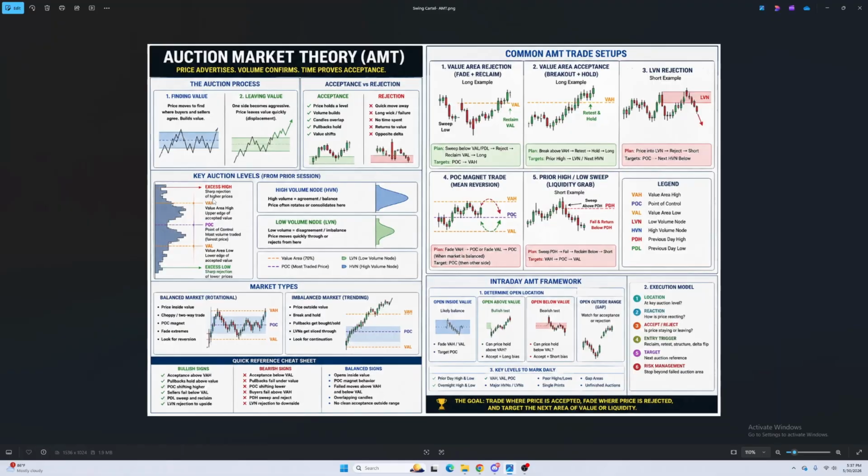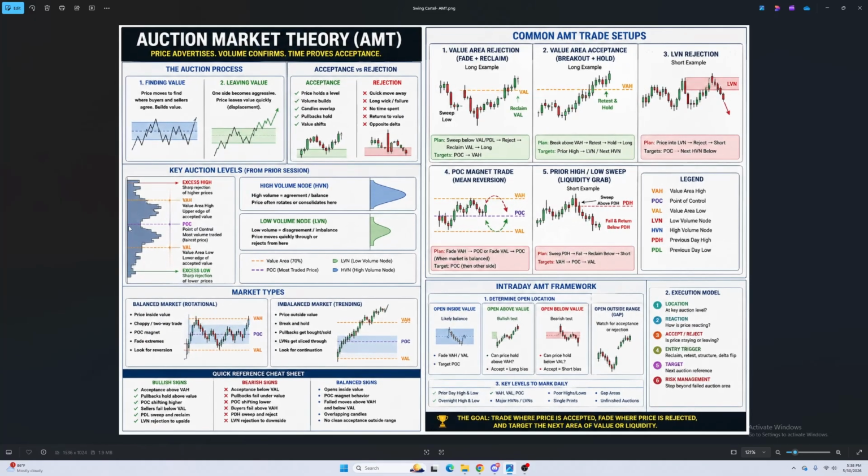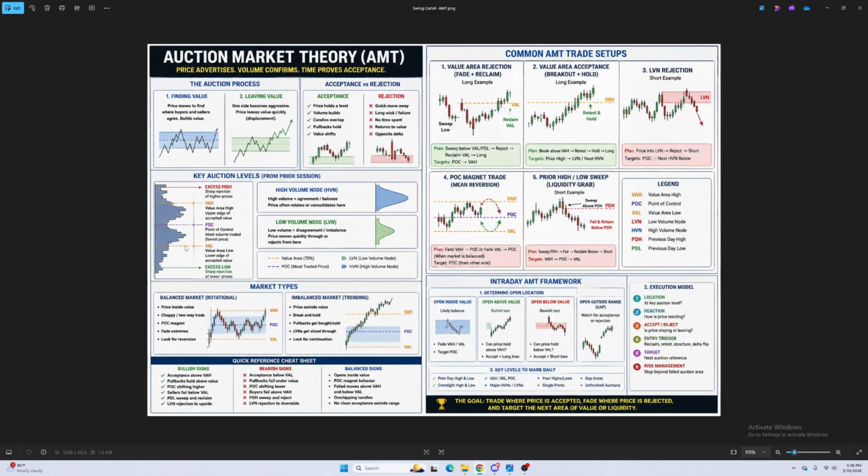Key auction levels, right? We have the excess highs, which means sharp rejection of higher prices. Volume is not being spent at these highs, neither is time. We have our value area high, which is the upper 70% boundary, and the point of control, where the most volume is being traded. However, it's not going to look like a gap in here because if most volume is being traded, it's going to be a high volume node. I don't know what happened here, but consider this as the blue one over here, right? Then your point of control will be looking something like this. Then you have your value area low, which is the lower edge of accepted value. And then we have excess lows, another sharp projection. We have balanced market rotationals, so price inside value. It's two-way trade.